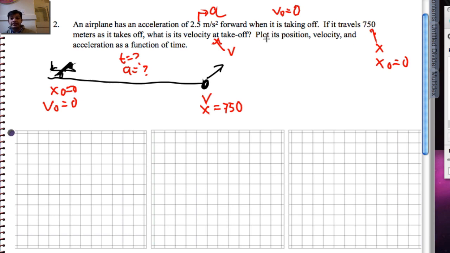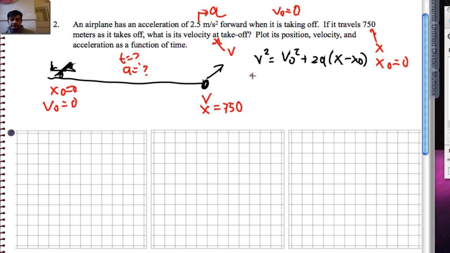So let's go ahead and put some things into our calculations. We want to know its velocity at takeoff. I'm going to give you one hint. We don't know the time. Why don't we try to see if we can use the equation that doesn't have time? So we have v squared equals v naught squared plus 2a times x minus x naught. Let's go ahead and plug in our numbers.